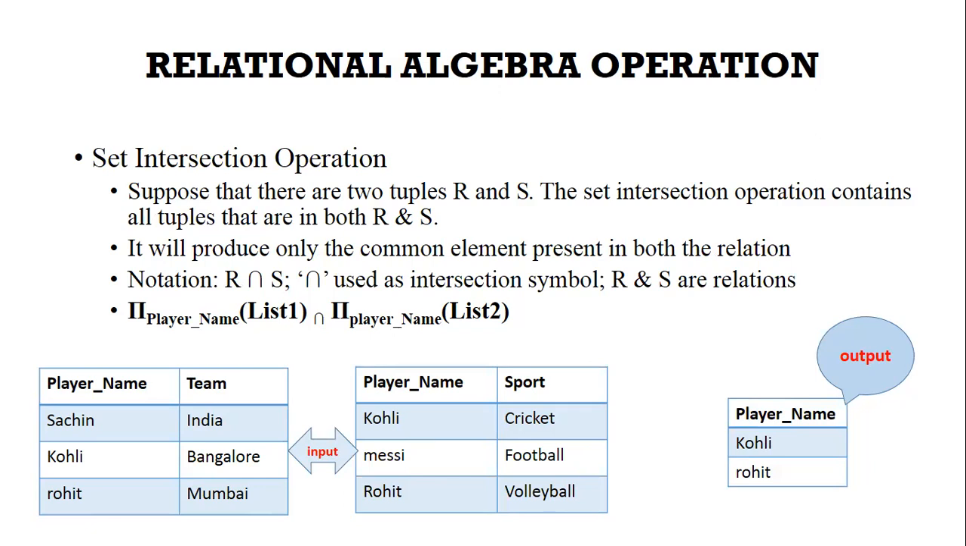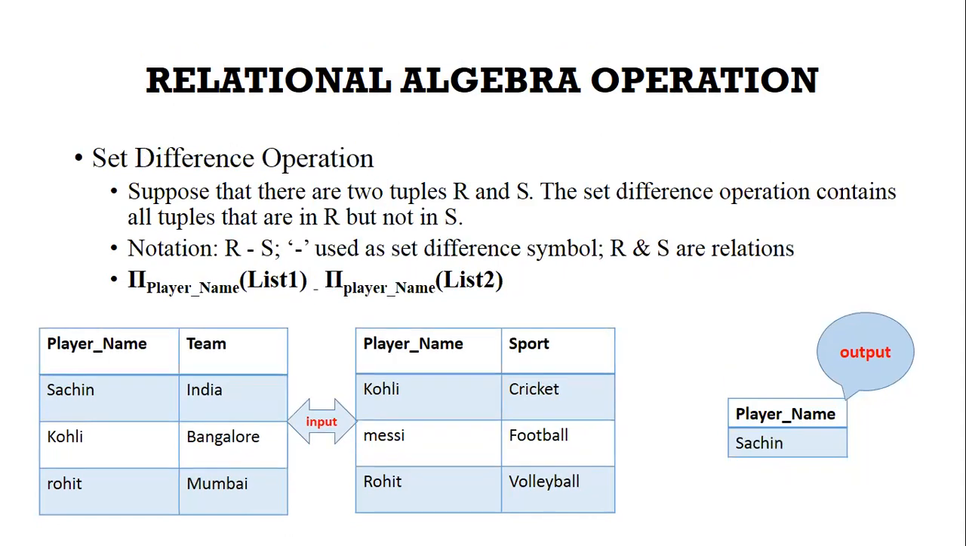Again, two relations, two tables are there: list 1 and list 2. List 1 has the attributes player name and team, and list 2 has player name and sport. Here what I want to identify is the common player names from both tables. So I am giving the notation as pi player name of list 1 intersection pi player name of list 2. So who are the common players? That is Kohli and Rohit. That is the output.